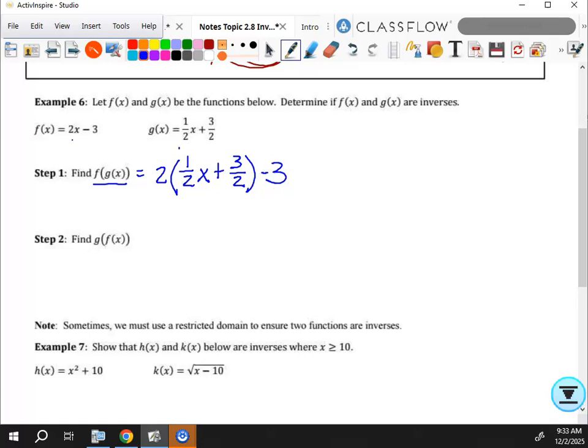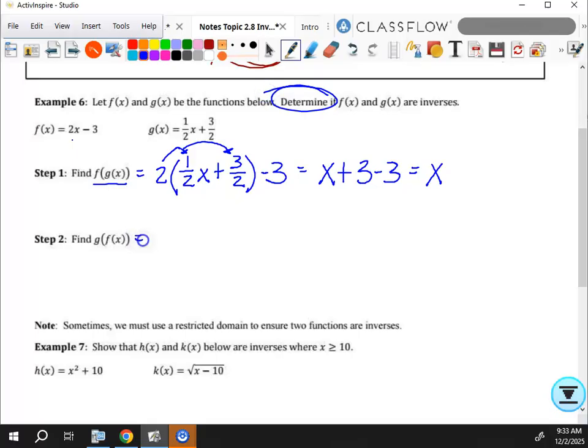Okay. When I distribute that 2, 2 times 1/2 x is what? Yeah, just 1x plus what? 3, and then minus 3, and what do I get? X, which is what I expected to get, right? Well, actually, I didn't, because it said determine. That's different. Determine. So I don't know if I'm getting x or not. Determine and show, two different things there.